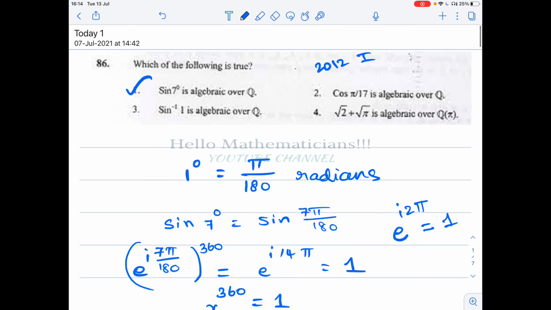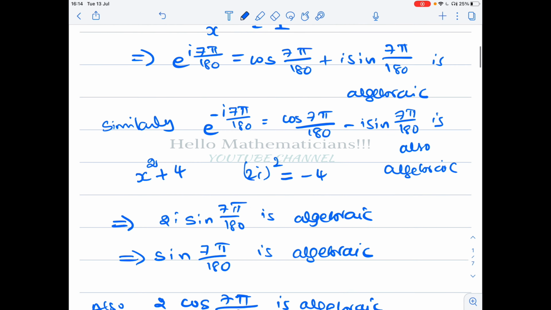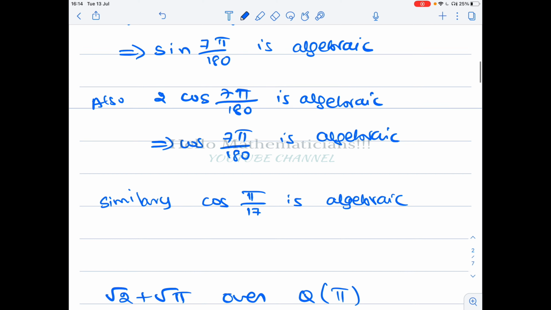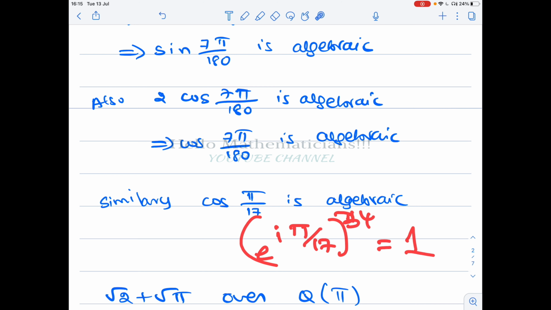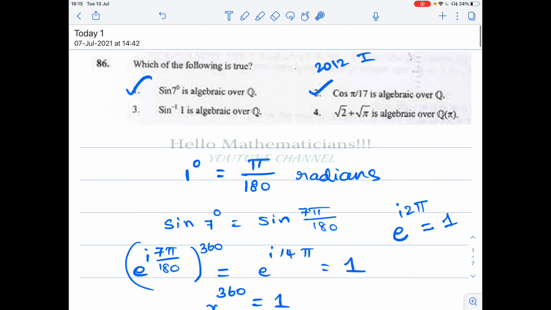Now the second option is cos pi by 17. Like the same idea, whatever we did, we proved that cos 7 pi by 180 is algebraic, right? Use the same idea, you can prove that cos pi by 17 is also algebraic. You have to consider e power i pi by 17. Then you raise it to a suitable power, maybe like 34. It will be 1. From that you can do the same work. You will get that cos pi by 17 is algebraic. Now let's come to the third option.